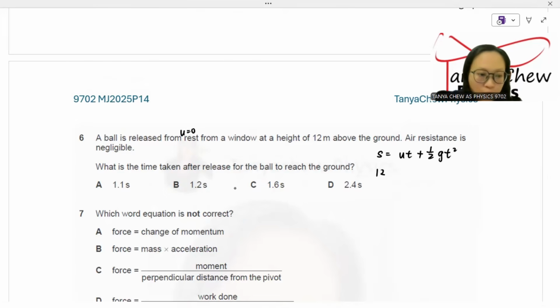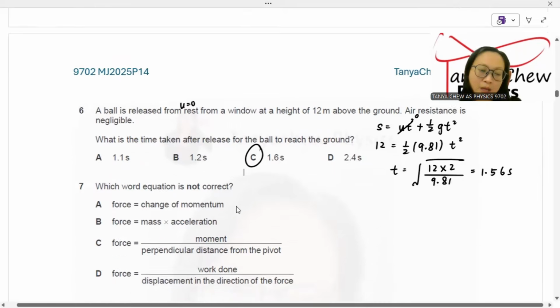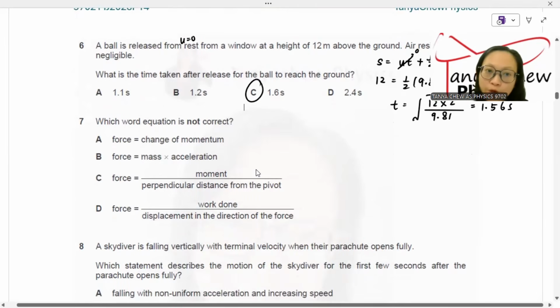So the height is 12, and the ut term here is equal to 0. Why? Because my initial speed of the ball is equal to 0. So 12 equals half times 9.81 times t squared, and I need to find the time taken. So t squared is 12 times 2 divided by 9.81, and then you just square root your answer, and you get 1.56 seconds or 1.6 seconds. C is the answer.